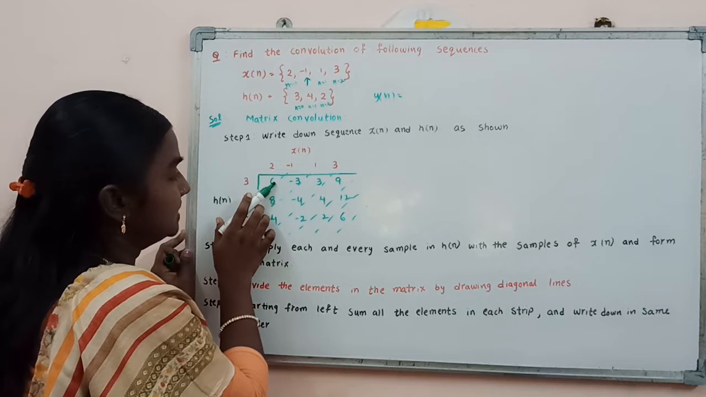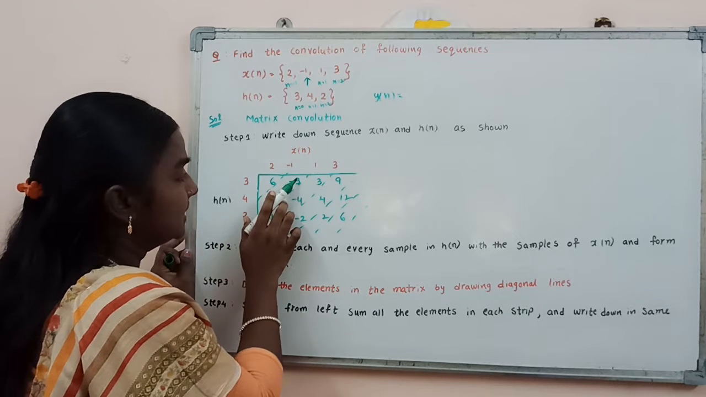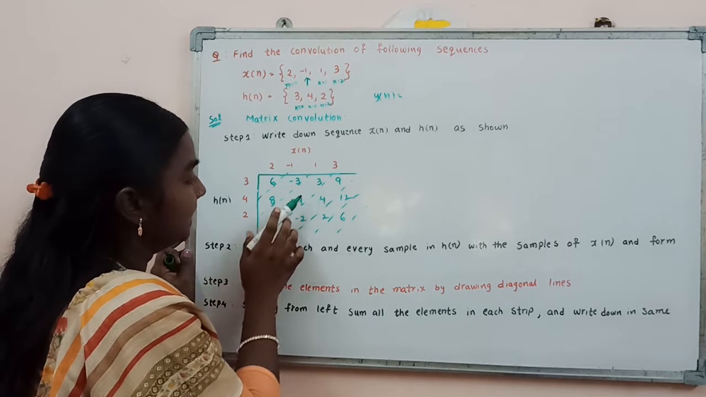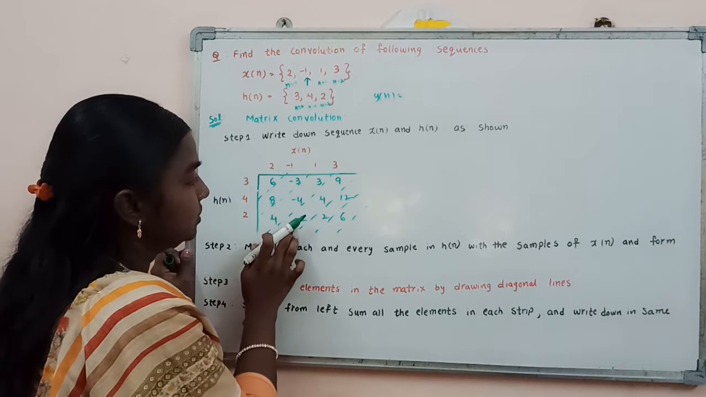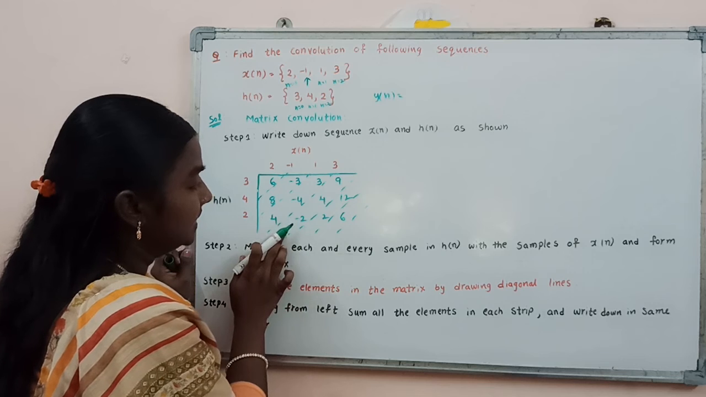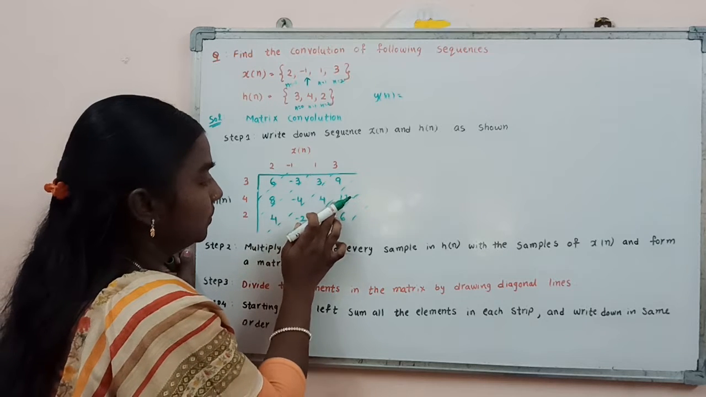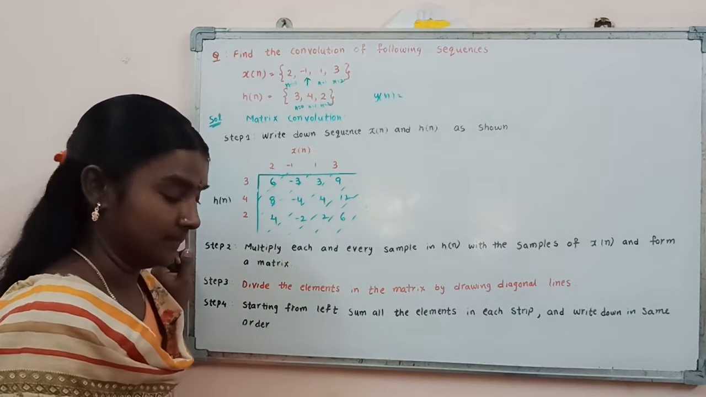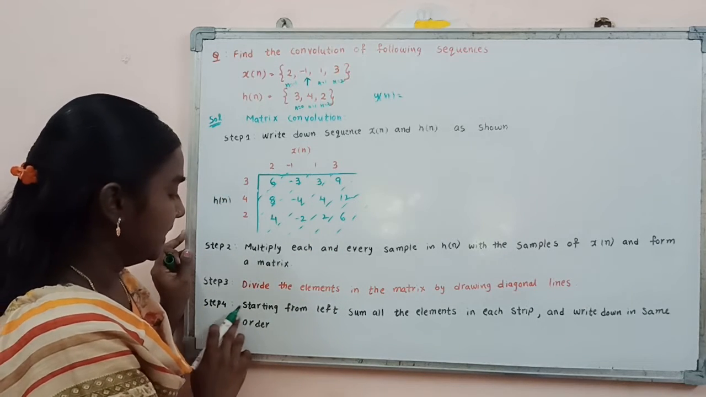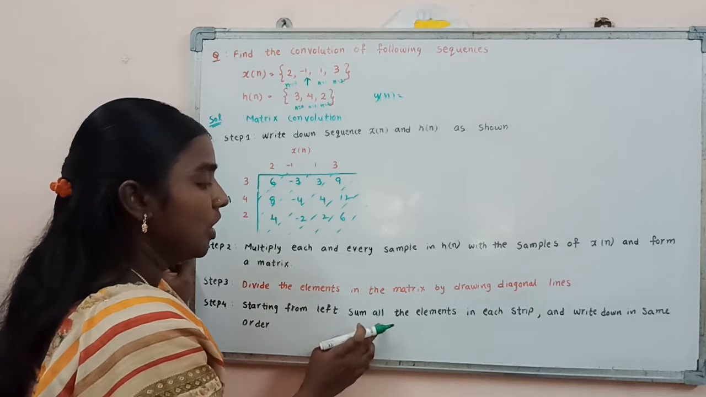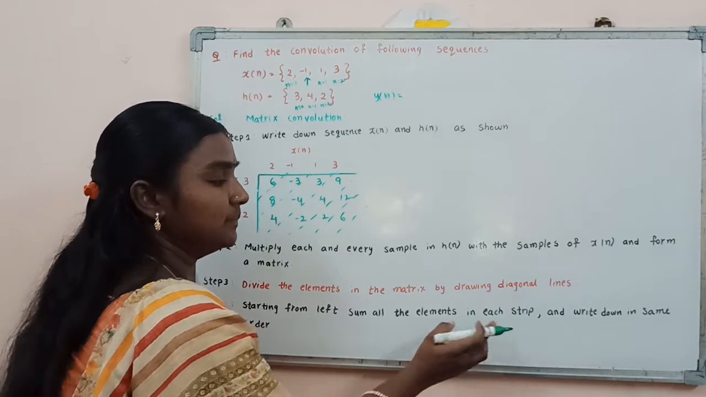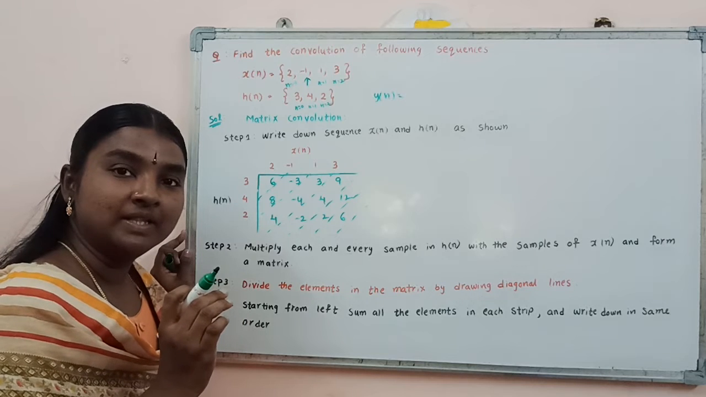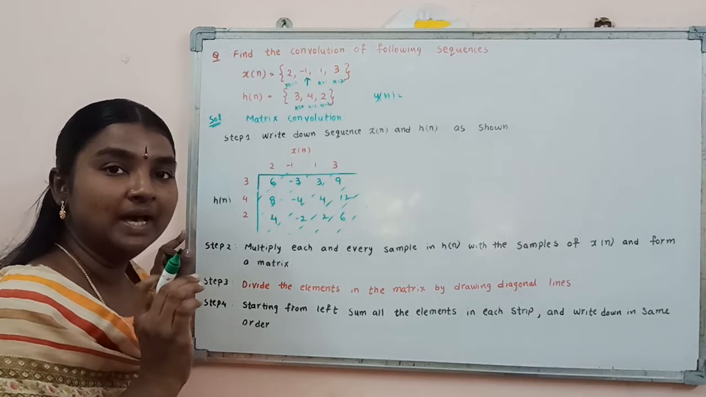So the first 6 is in the first diagonal, 8 and -3 are in the second diagonal, 4, -4 and 3 are in the third diagonal, -2, 4 and 9 are in the next diagonal, 2 and 12 are in another diagonal, and 6 is in the last diagonal line. Now coming to step 4, starting from the left, sum all the elements in each strip. In each diagonal, whatever elements are there, we need to add them.